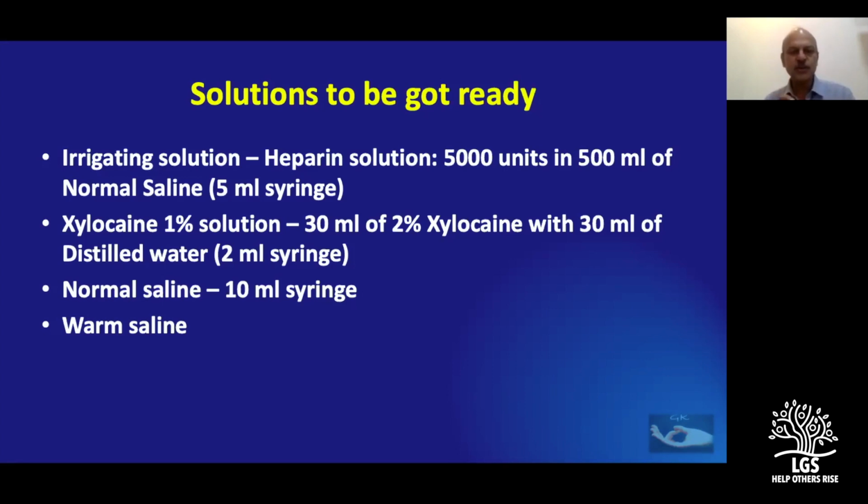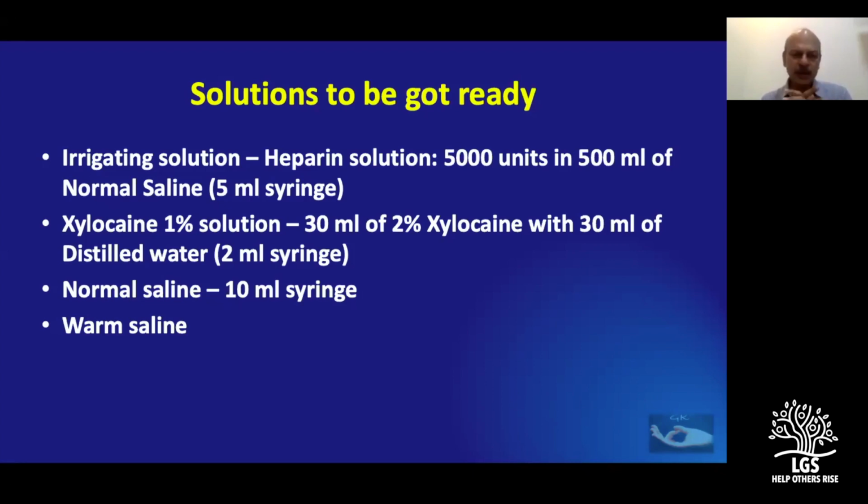Xylocaine 1% solution: usually we prepare 30 ml of 2% xylocaine with 30 ml of distilled water, and we keep it in a 2 ml syringe. So the 2 ml syringe is for xylocaine solution. Lastly, normal saline, which we use for flushing, in a 10 ml syringe. Warm saline, we always get ready. We use it after the anastomosis is over. That will not be kept along with the other instruments.